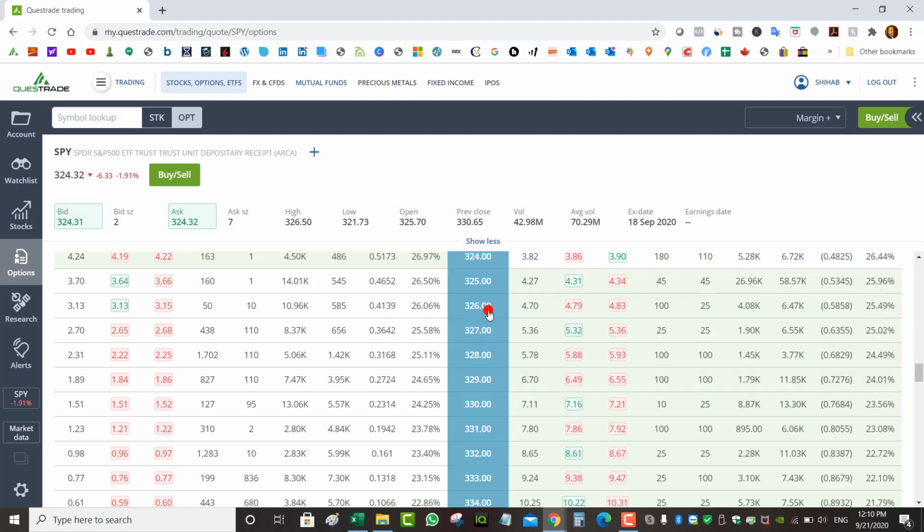But in the case of buying the 325 strike, I need the SPY to trade below 320.75 to start making money.